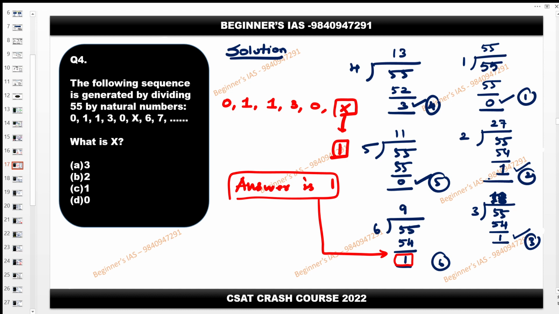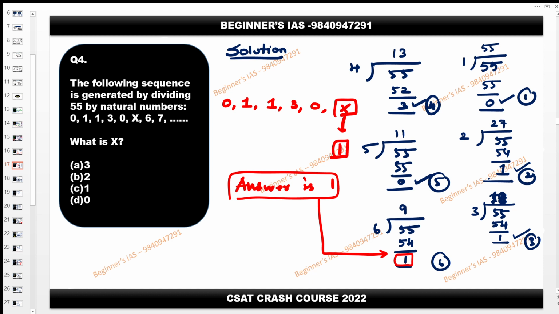This question looks very simple, and a lot of confusion will arise about how to proceed. If I am erasing this solution, there is a lot of possibility to make a mistake with this question itself. Listen carefully. The following sequence is generated by dividing 55 by natural numbers. Then what would be the x?